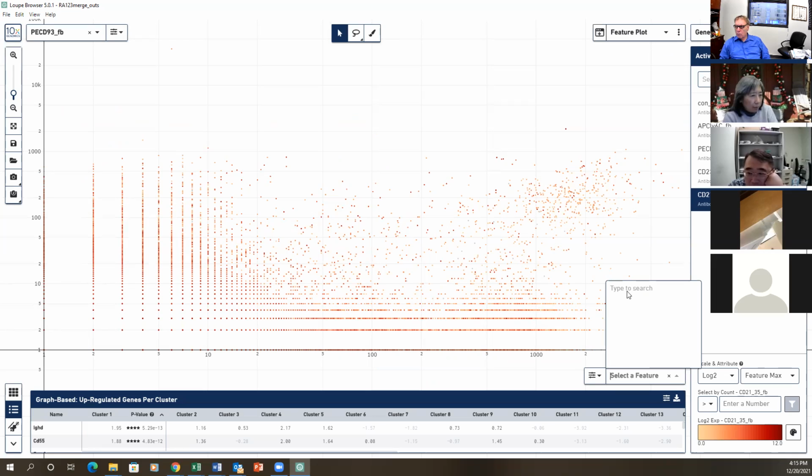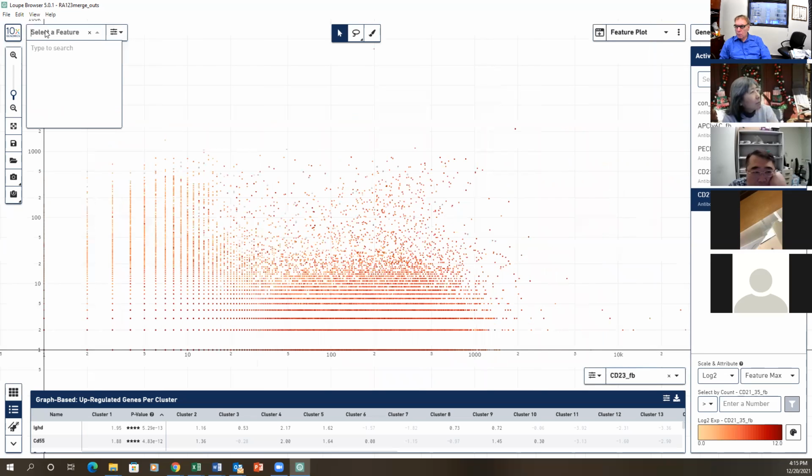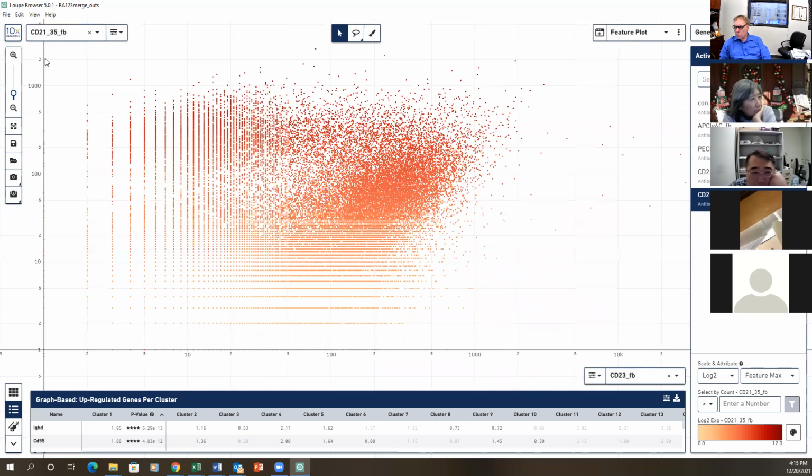Okay, you change to CD23. Okay, click that, and then you change to CD21. So kind of like this. So that's the top, that's the marginal zone, right? And then the others, so that's the non-ING and FO, and this is double negative.